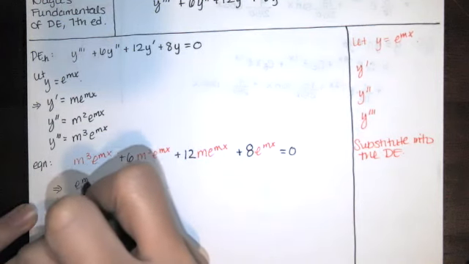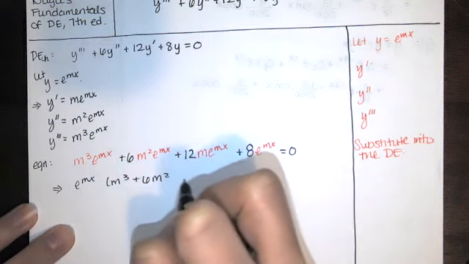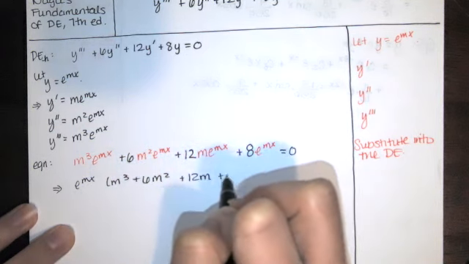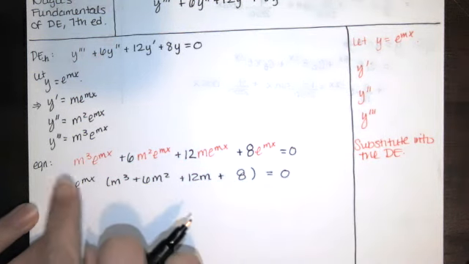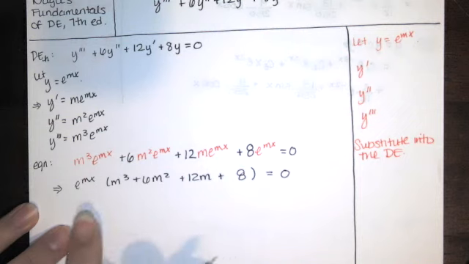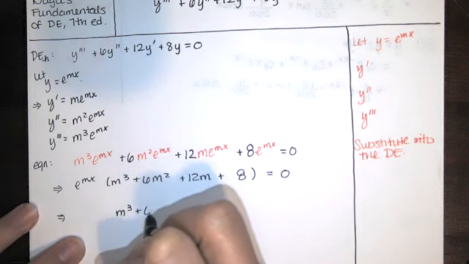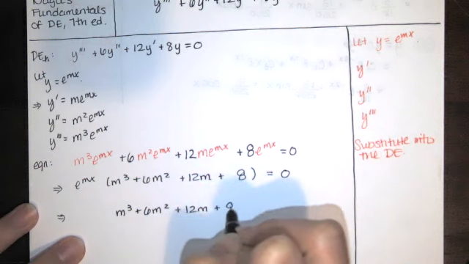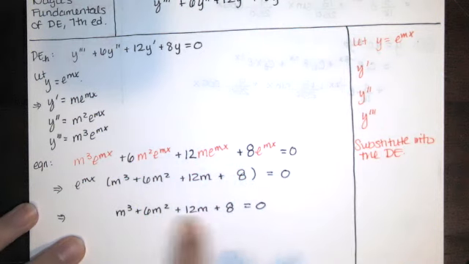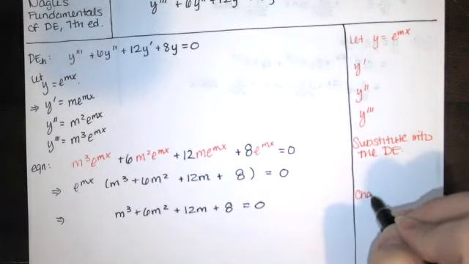That will be the case if the following is true. I would factor out e to the mx here. So another way of stating that equation is in this form. We have this times this equals 0. The only way that equals 0 is if one of the factors equals 0, but e to the mx is never 0. So this polynomial must be 0. So e to the mx will be a solution to the differential equation as long as m satisfies this polynomial equation. This is called the characteristic equation of our DE.